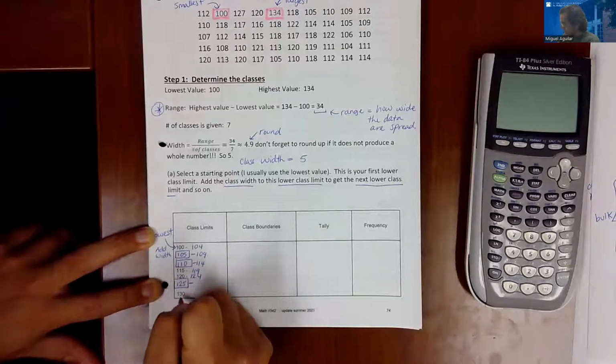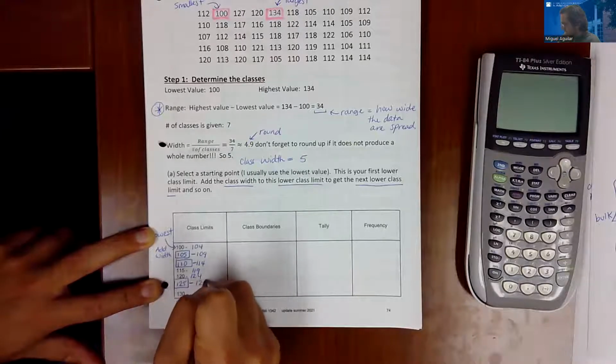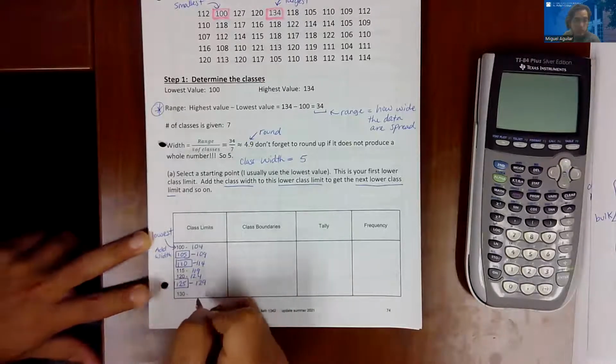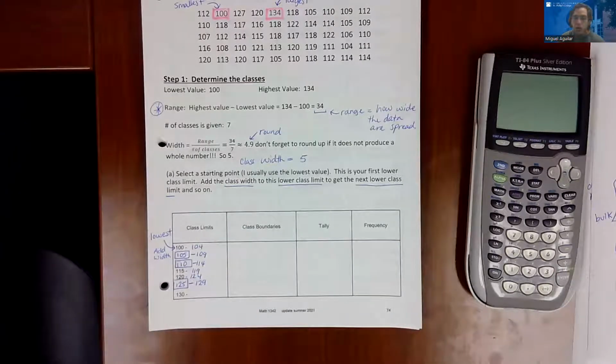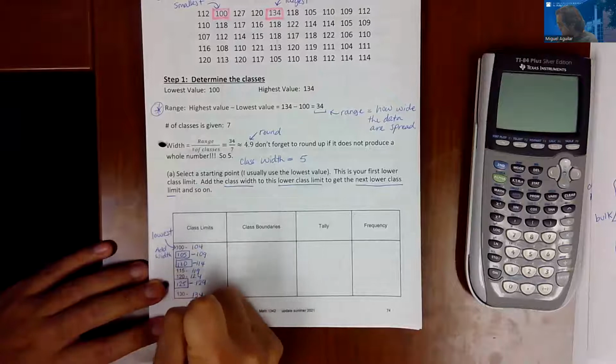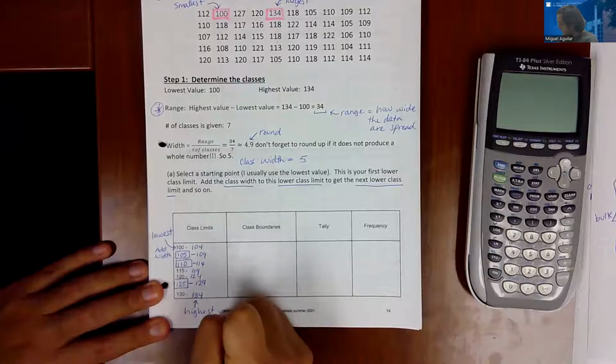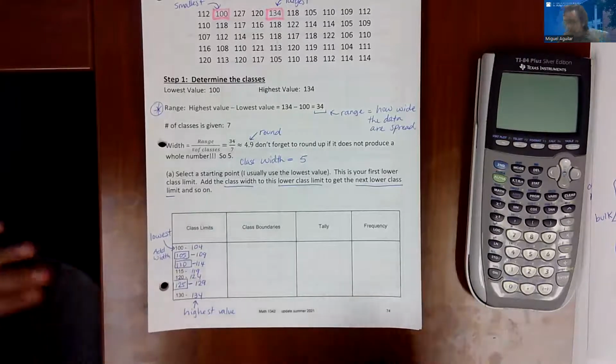So we could just add that class width, or you could do that whole trick where you take 130 and say this should be 129, right? And then this should end with our highest value, which we said was 134. This is our highest value. That makes sense?